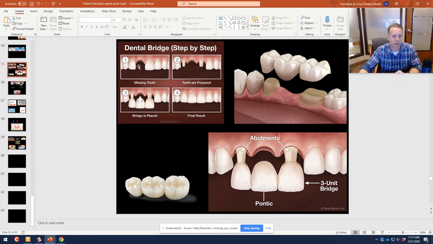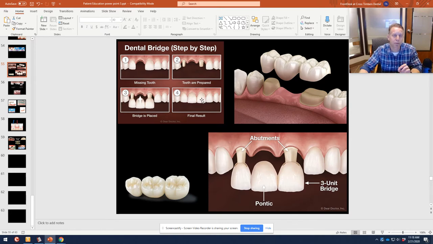And as it goes in this example, you have the missing tooth, and then the neighboring teeth, one on the left, one on the right, are reduced down like a typical crown prep. And then a bridge is made and is then slid over and cemented onto those two neighboring teeth. And then you get the final result.